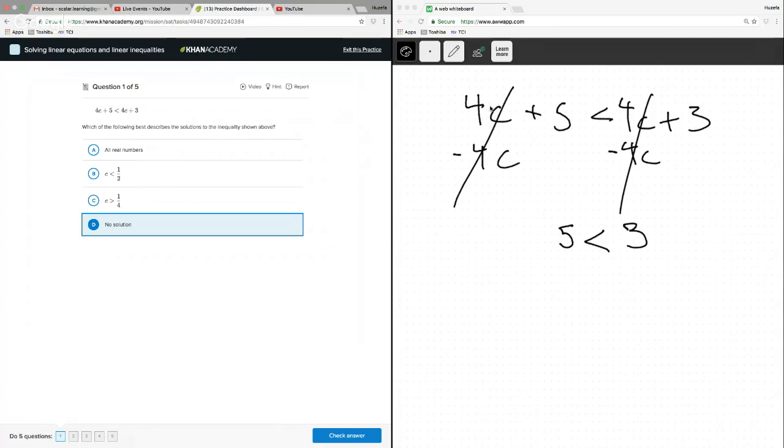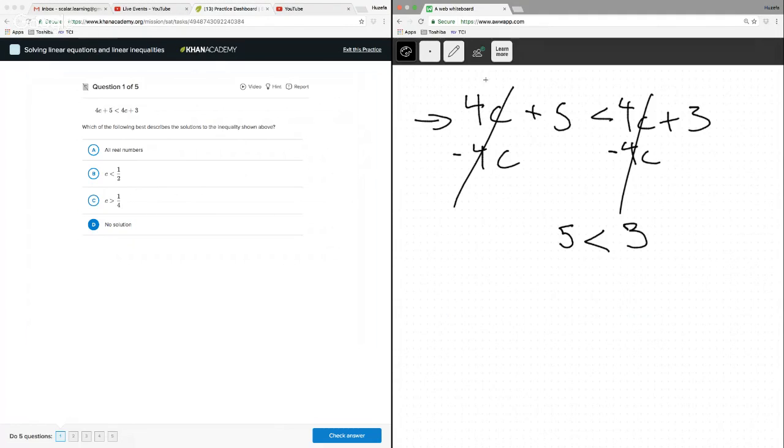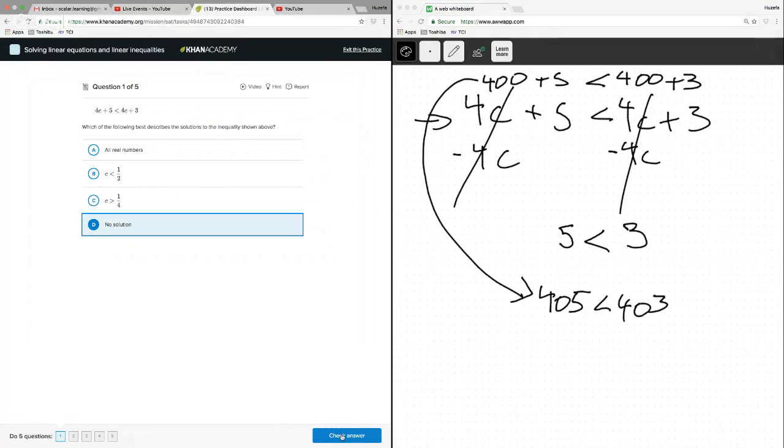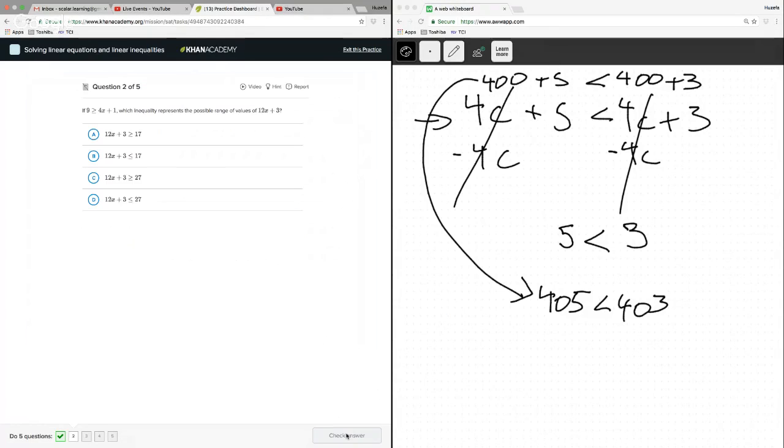Like if we plug in 100 for c up here in the original inequality, it'd be 400 plus 5 is less than 400 plus 3. And then that would mean you'd get 405 is less than 403. It's not true. You can see no matter what numbers you plug in, we'd always have a false statement. You'd never be able to escape this truism about it. So D is your final answer. Let's move on.